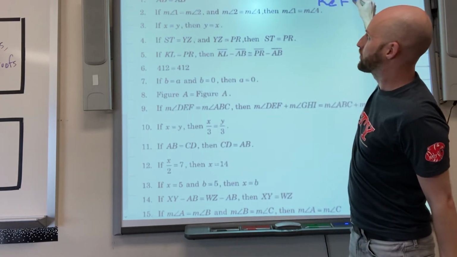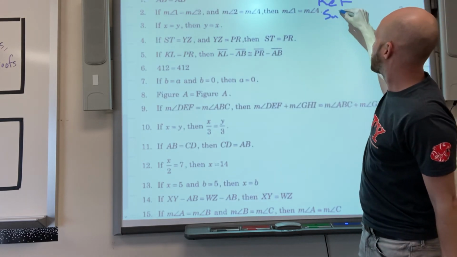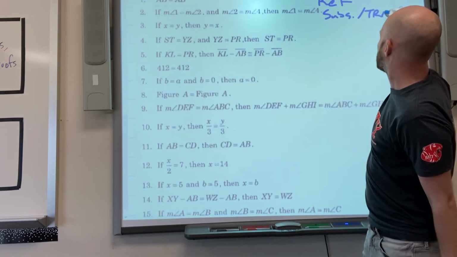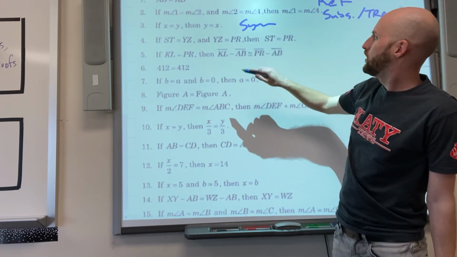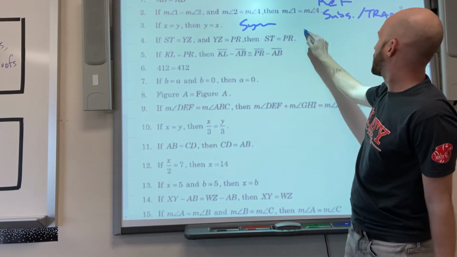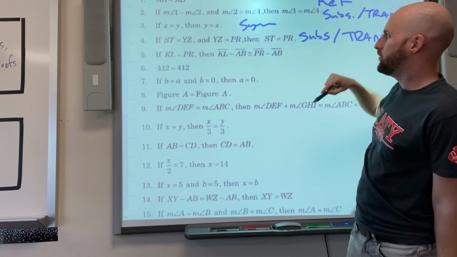So reflexive, 1 equals 2, 2 equals 4, then 1 equals 4. I would say this is substitution or transitive. This is symmetric, they flipped it around. ST, YZ, YZ, PR. Again, this is substitution or transitive.